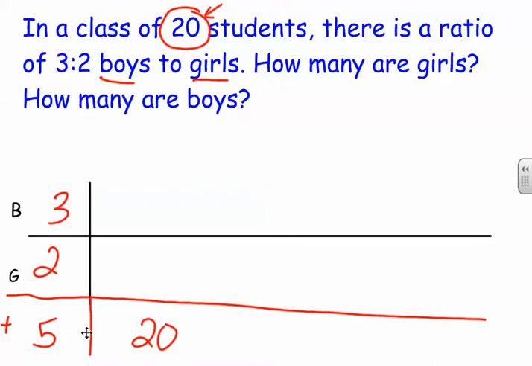So now my question is, how did I go from 5 to 20? Well, I simply multiplied by 4. So if I multiply that by 4, that means I need to multiply both of these by 4. So 3 times 4 is 12, and 2 times 4 is 8. So again, it still adds up. 12 plus 8 is 20 kids total. So go back up to my question. How many girls are there? There are 8 girls. And how many boys? 12 boys. So do you see the difference? It's just adding that total in there.